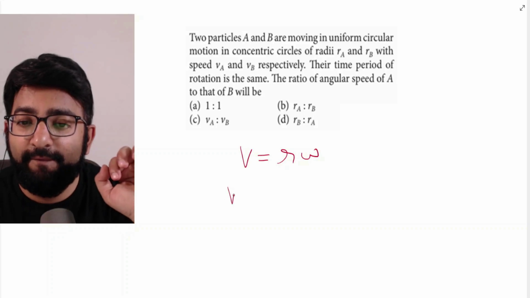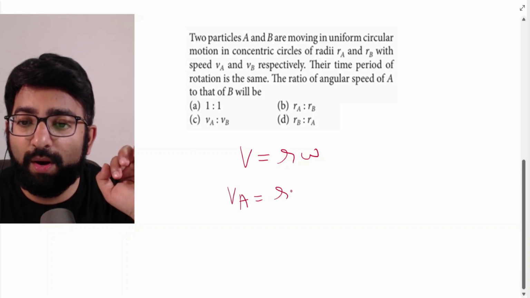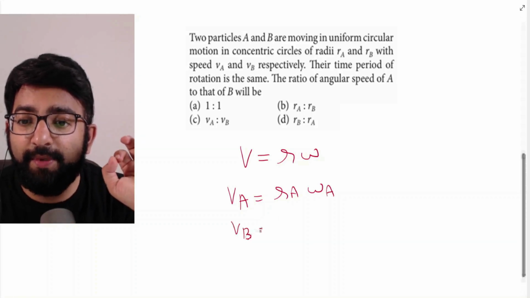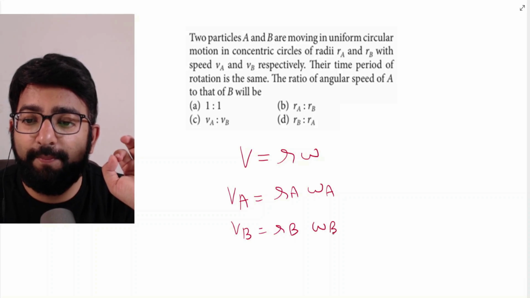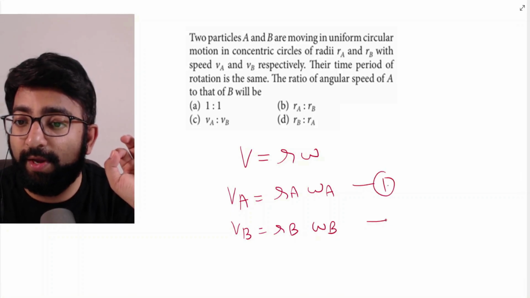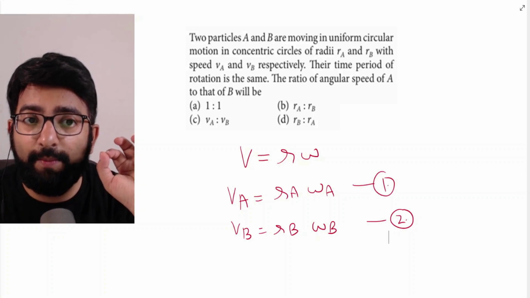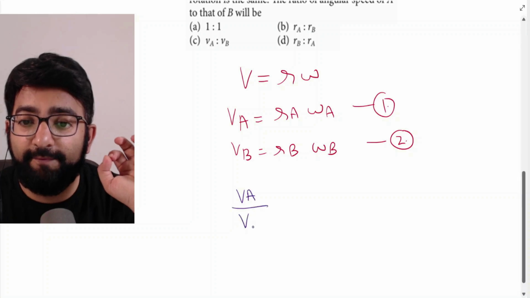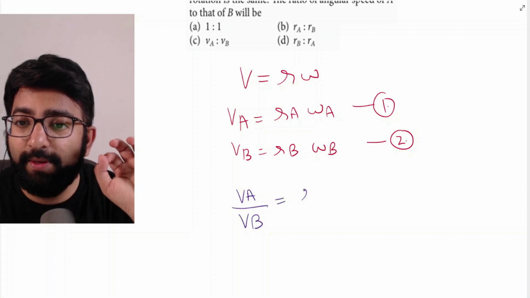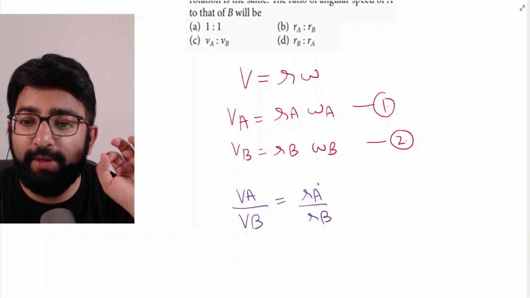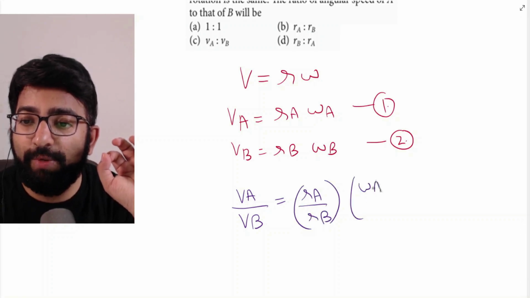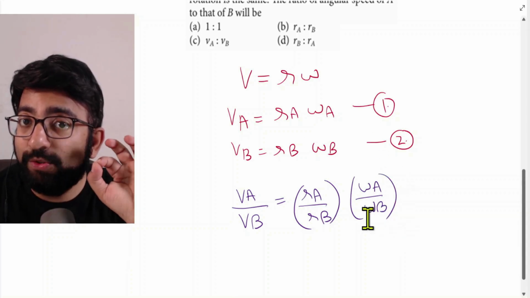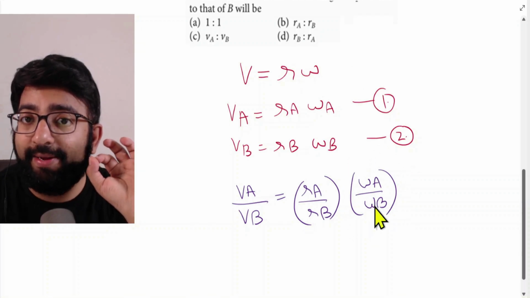Hence for object A, we can write VA is equal to RA into omega A. Similarly, we can write VB is equal to RB into omega B. So these are the two equations. Now, since we have to find omega A divided by omega B, let us divide these two equations. Hence, we can write VA divided by VB on the left hand side. This will be equal to RA divided by RB, and then we write omega A by omega B in another bracket. Now, omega A by omega B is what we are supposed to find. So let's make this bracket the subject.